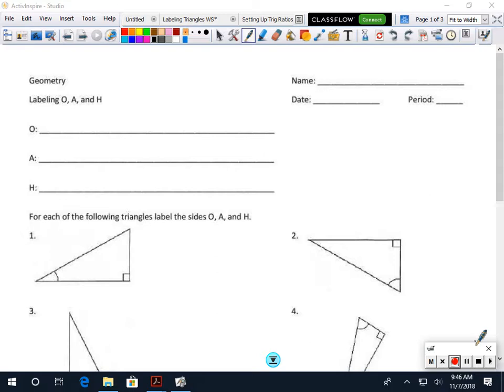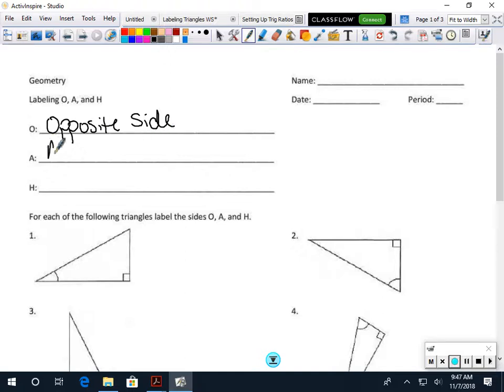Alright, so starting off with right triangle trigonometry, we're first going to focus just on labeling the sides of the triangle. There's three different ways that we label the sides: O, A, or H. O stands for the opposite side. And this side is going to be the one that's farthest away from the angle that we're using for the problem.